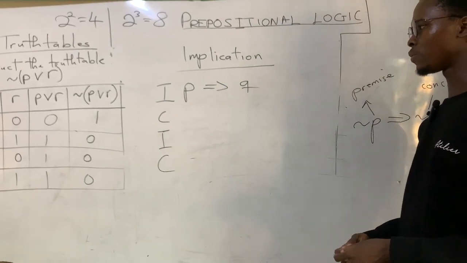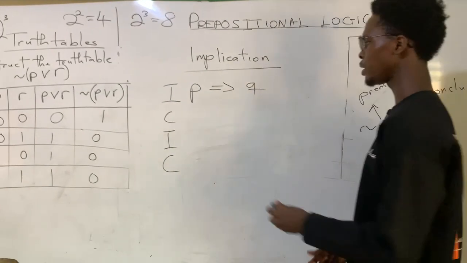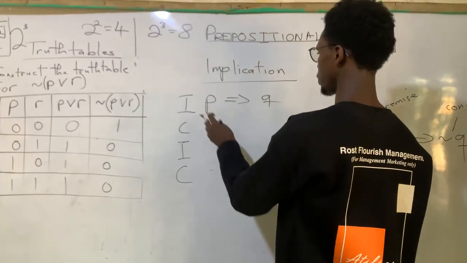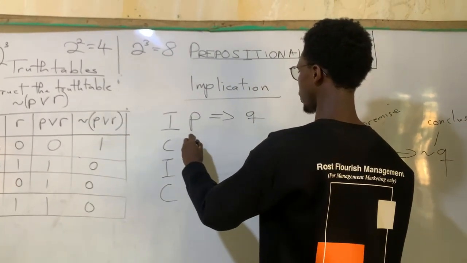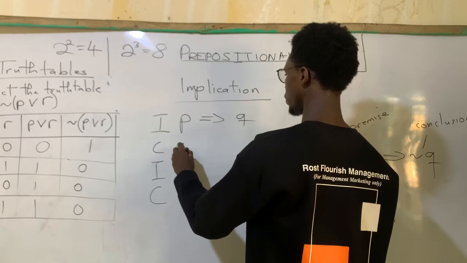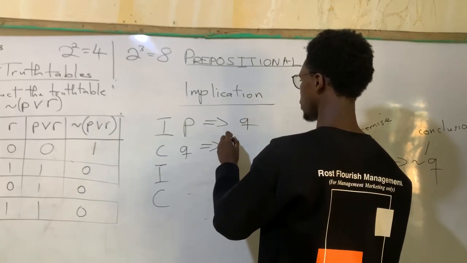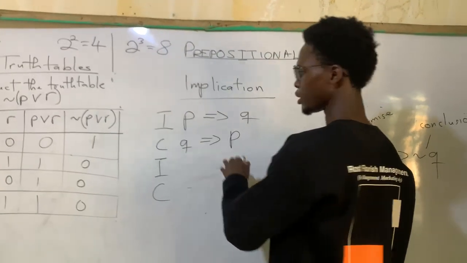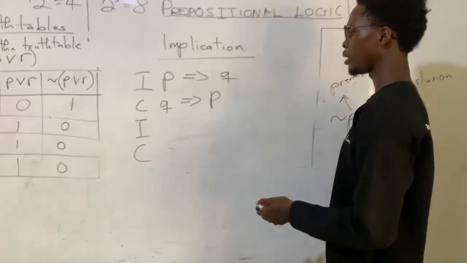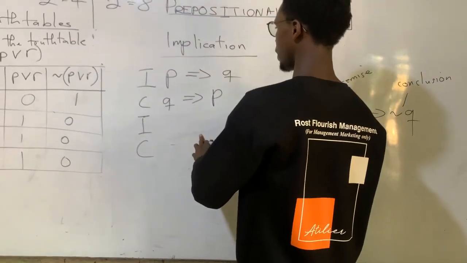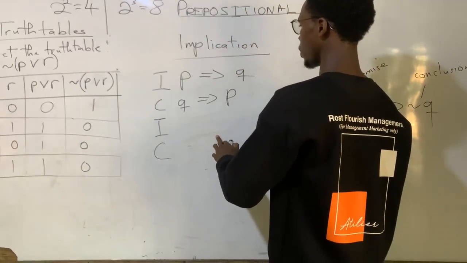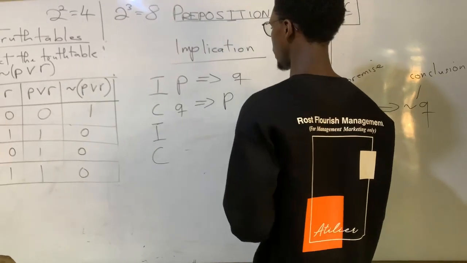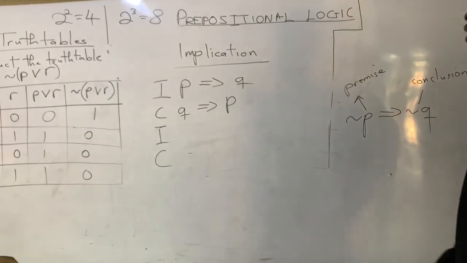So if you take the converse of an implication, it simply has to do with what? Reversing the position, right? So you're going to have what? Q implies P, right? So it's a reverse. You see that? Then, what about the inverse? Now, the inverse has to do with what? Negating it, right? So, it has to do with negating.